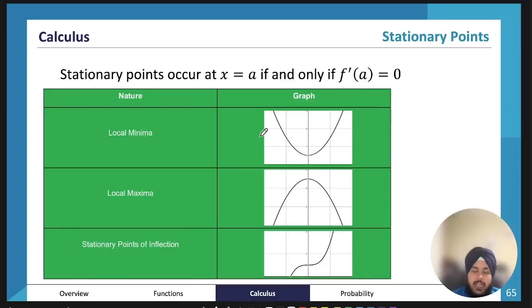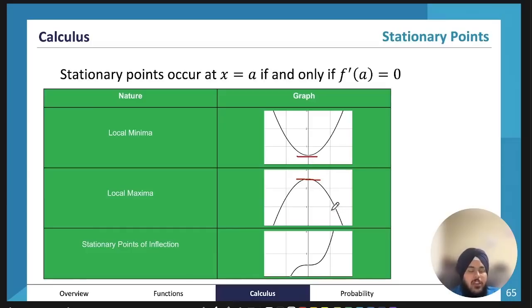Okay, now let's look at stationary points. Stationary points are essentially where the graph has a gradient of 0. We can either have local minima, local maxima, or stationary points of inflection. As the name suggests, the local minima is where you have a negative gradient, it reaches a gradient of 0, and then it starts becoming positive and more positive. Local maxima is when we reach a maximum point, which is not the end point. Really important: local maxima and local minima are not the end points because the graph is continuing.